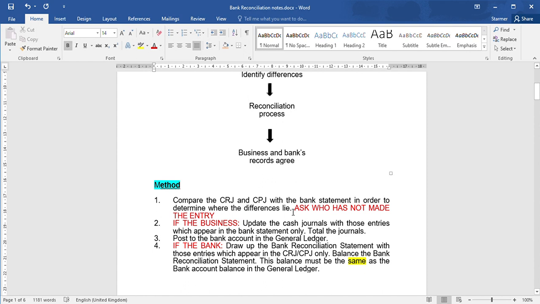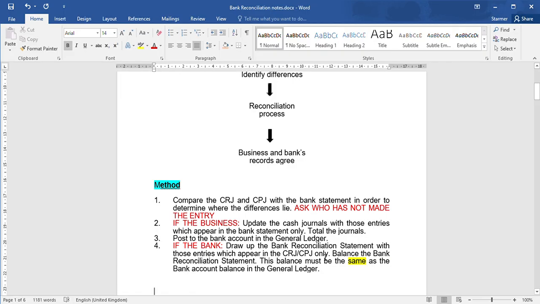Then you ask yourself, who has not made the entry? Now, just like with creditors recon, there's only two options here. If it's a business, it means our cash journals are missing entries, so they need to be updated. If your answer is the bank, we're going to draw up something called a bank reconciliation statement. So your cash journals are going to contain those entries that appear in the bank statement only, and the bank reconciliation statement will contain those entries which appear in your cash journals only.